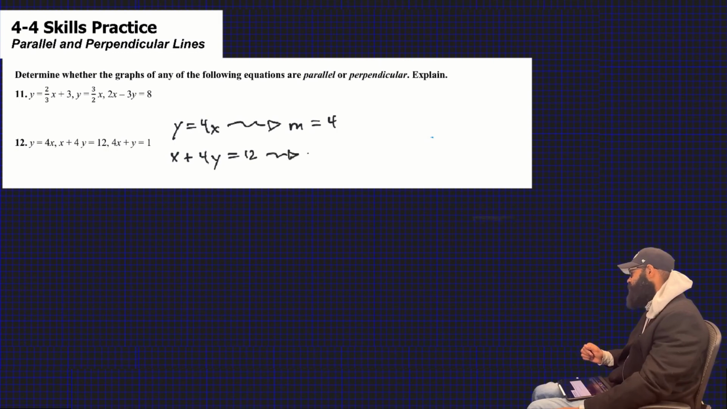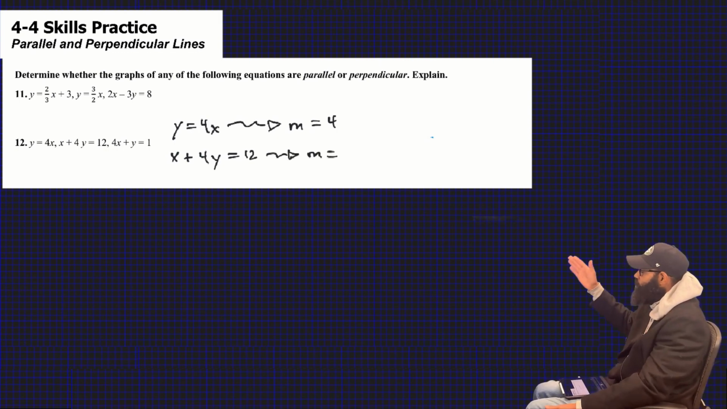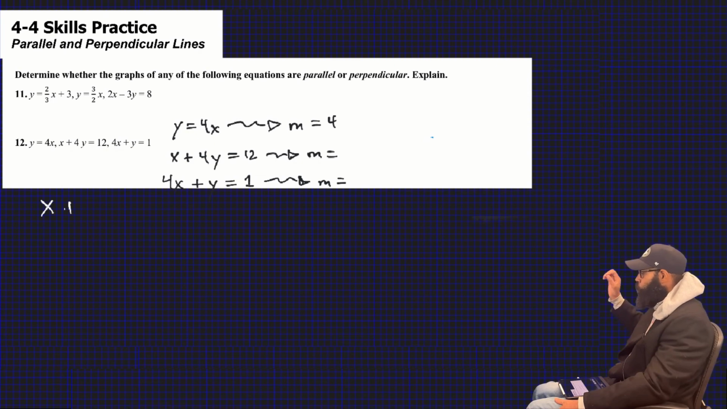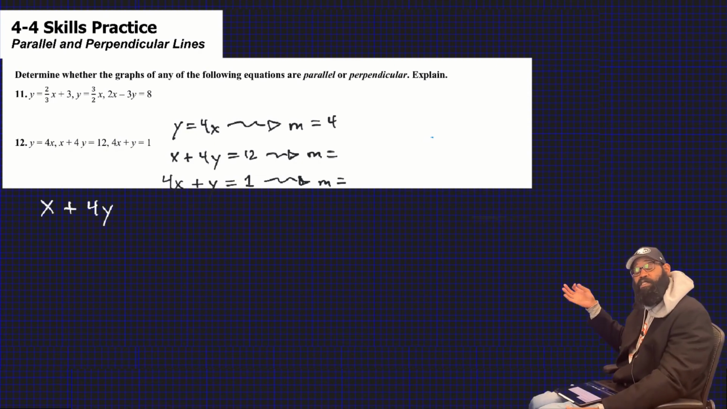Next one again is in standard form. I don't like standard form because I don't see counting. It has to be y equals mx plus b, and if it's not, then you've got a problem, right? So again, with the last one, same thing. 4x plus y equals 1 is not in standard form. So what's happening is they're requiring us to use an extra skill.